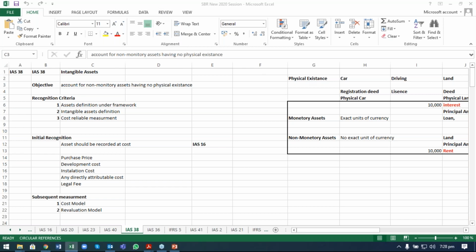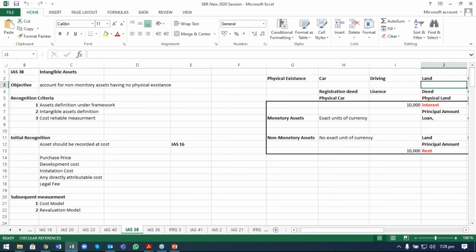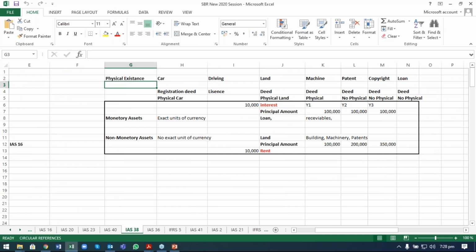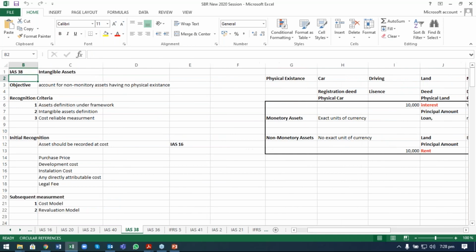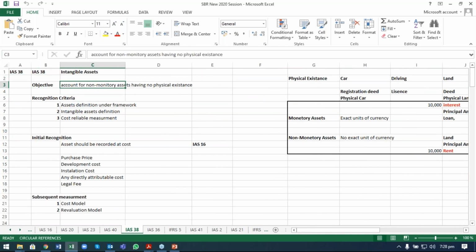And one more thing, if you have any confusion about how physical existence should be accounted for, I'm giving you an example. To understand the main objective of this standard, it provides two criteria for the recognition of an asset. That asset must not have a physical existence, and secondly, it must be a non-monetary asset, not a monetary asset. So just look into this monetary and non-monetary and the physical existence of that asset.